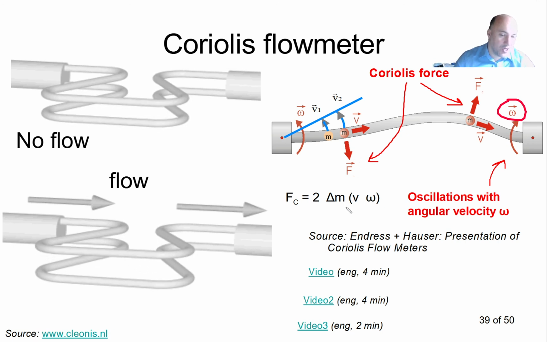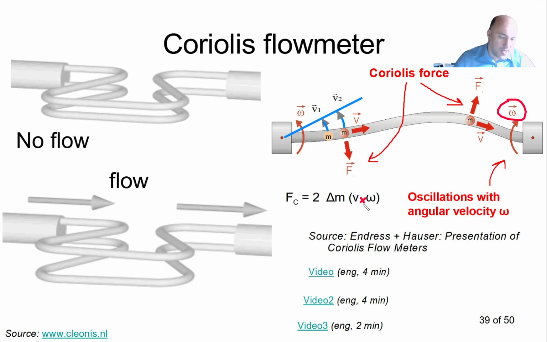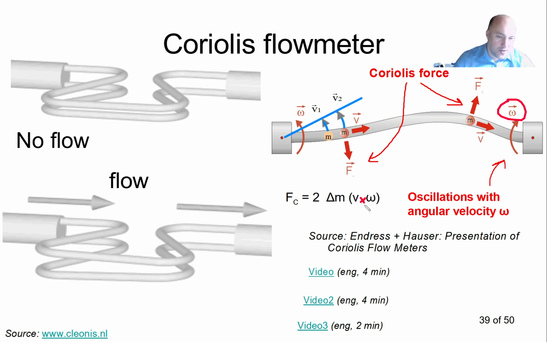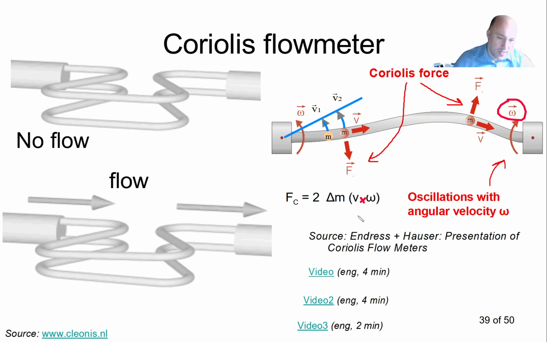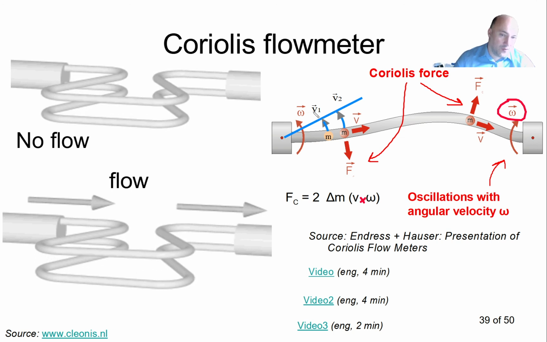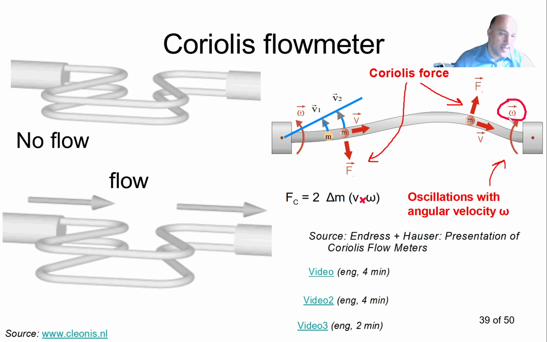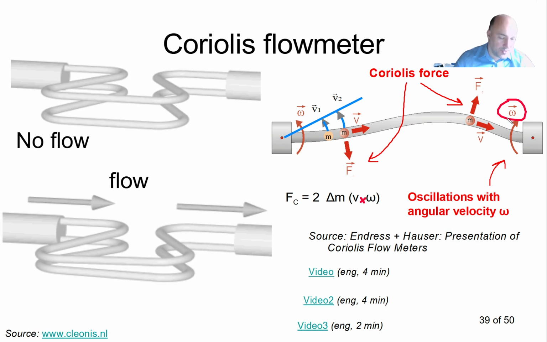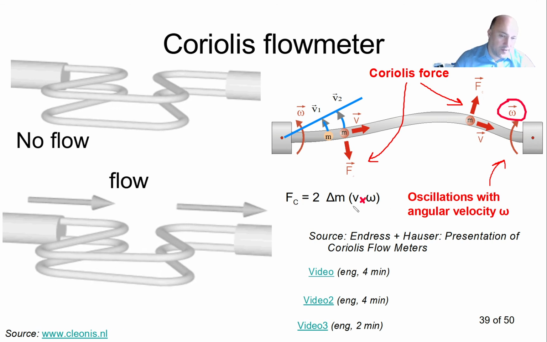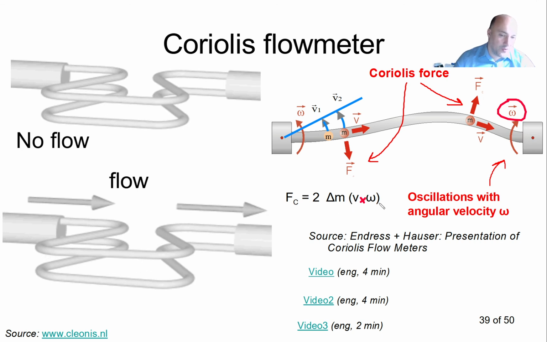You can see the equation here. Now I forgot the sign here. There should be a vector multiplication here. So it is v, which is my velocity of flow, times omega, which is the imposed angular frequency. So we can see from this equation that if flow is 0, then v is 0, and then the Coriolis force is 0.